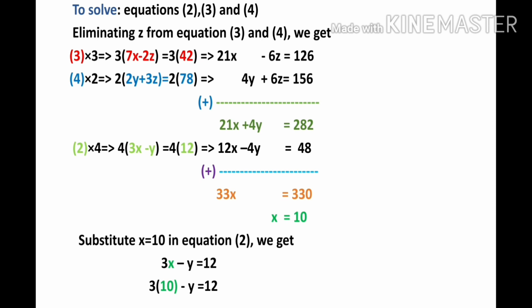Then 282 plus 48 is 330. If you simplify this, what happens? 33 ones are 33, 33 tens are 330. So we get x is equal to 10. We get the value x is equal to 10.